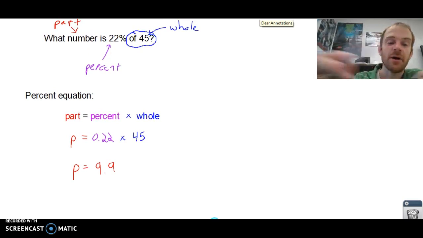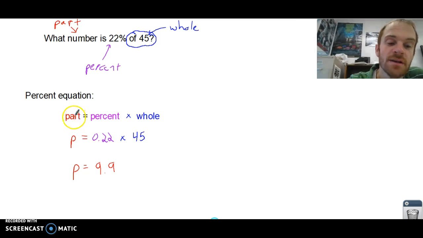Okay. So how I would solve it is, I'm wanting to find the part, that's the "what number" here, and the percentage is always easy to recognize because it's usually signified by a percent sign. And then, like I said, the word "of" clues me into what's the whole amount that I'm talking about. So then it's just a matter of plugging in what I know.